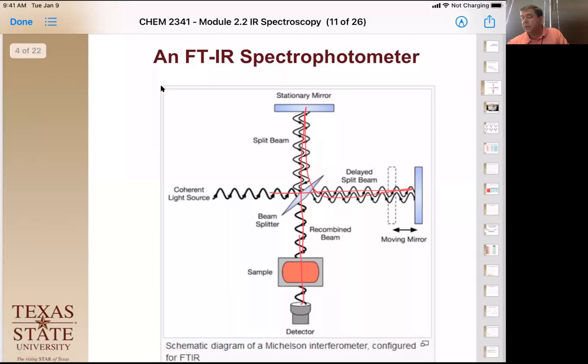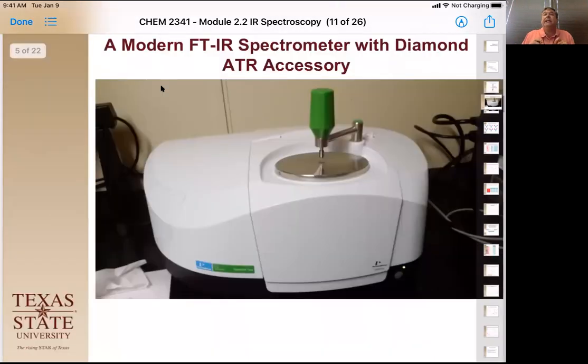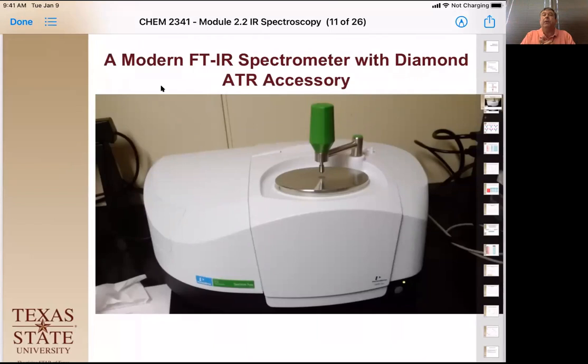These have gotten really, really easy nowadays. You used to have to do a whole bunch of prep. Right now, all you have to do is, this is a little piece of diamond. You put a drop of your stuff on the diamond and hit go, and you're done. It's amazingly easy to do these things now.